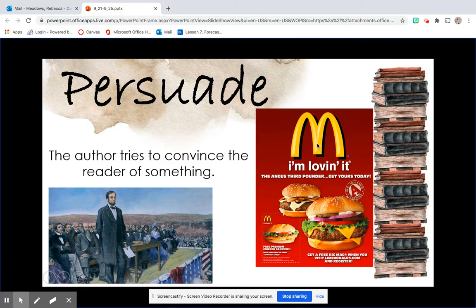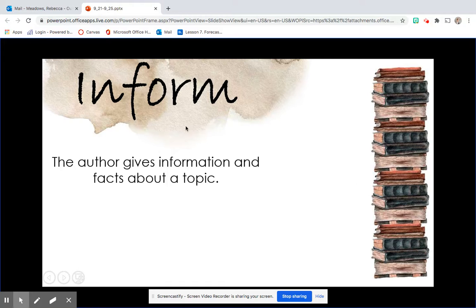And then we also have ads. So they're trying to convince you to come to McDonald's. They want you to come visit McDonald's and get the Angus third pounder. So these are examples of persuade. They're trying to convince you to do something. So the next one that we're going to talk about is inform.